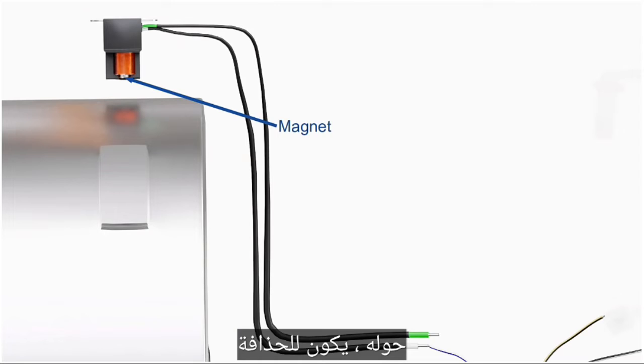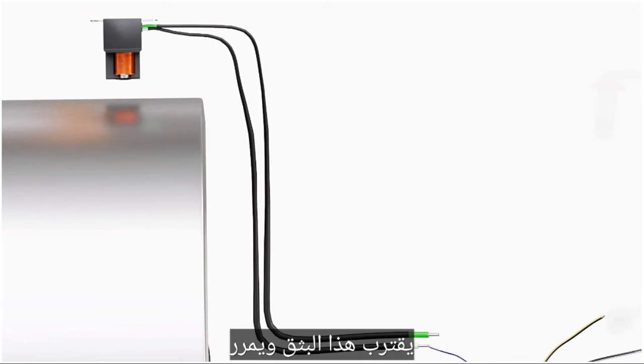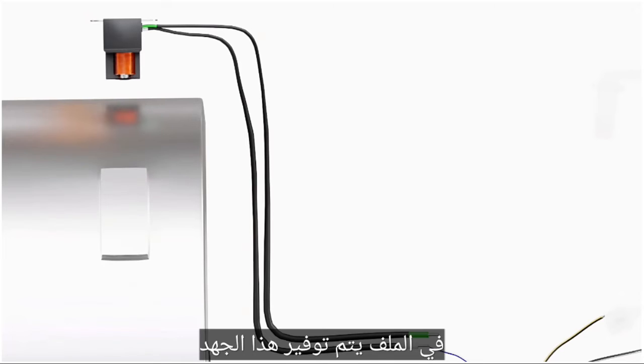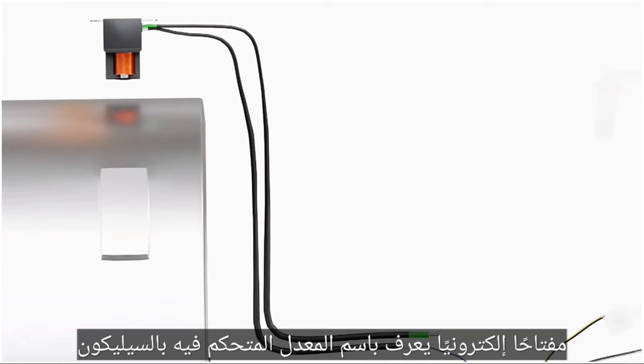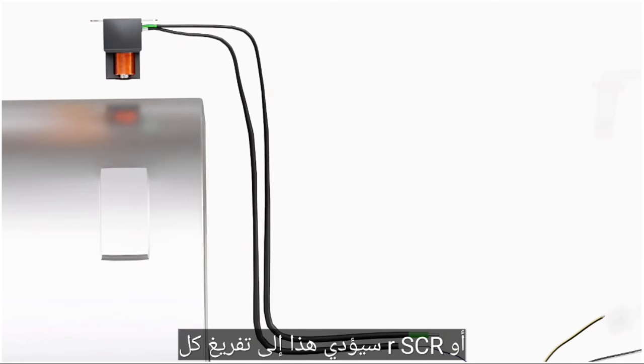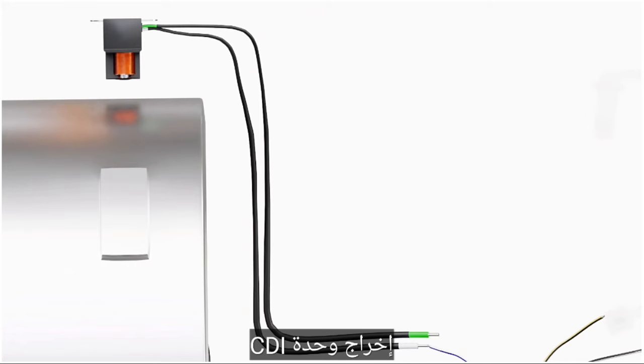The pickup coil has a small magnet with a coil of wire around it. The flywheel has a small extrusion on its outer surface. As this extrusion approaches and passes the pickup coil, a small voltage is developed in the coil. This voltage is supplied to the CDI unit, which closes an electronic switch known as a silicon-controlled rectifier, or SCR. This will dump all the charge from the capacitor through the output of the CDI unit.